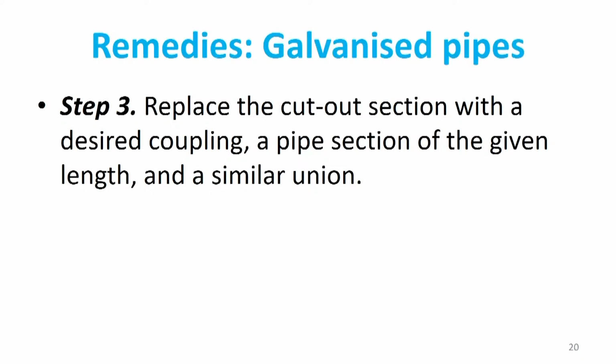The cut section which is damaged, or where the leakage is, should be replaced either by the desired coupling or a pipe section of given length with a similar union. A union, if you remember, is a fitting which combines two pipes, either large to small, small to large, or having the same diameter. That is called the union.